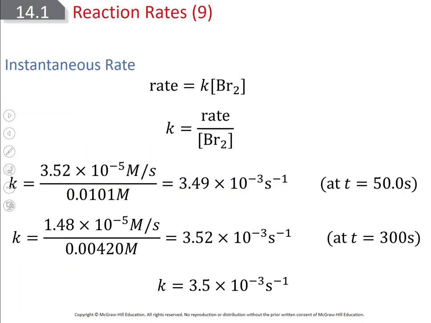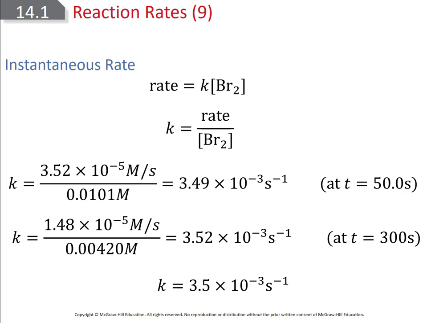All right. So if we want to find the rate constant here, we can measure that instantaneous rate, again, using the tangent line, and then set it equal to whatever our concentration of bromine is at that point, and then solve for what that rate constant is. And what we find is we get pretty close to the same rate constant regardless of where our concentration is, where we are on the reaction.